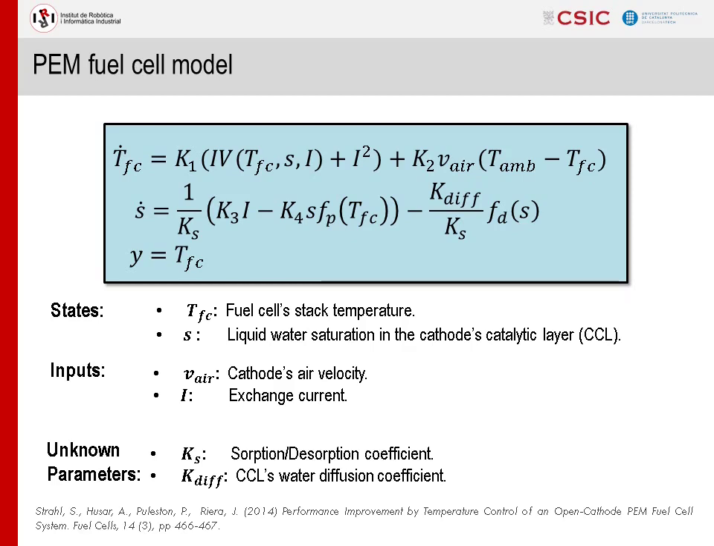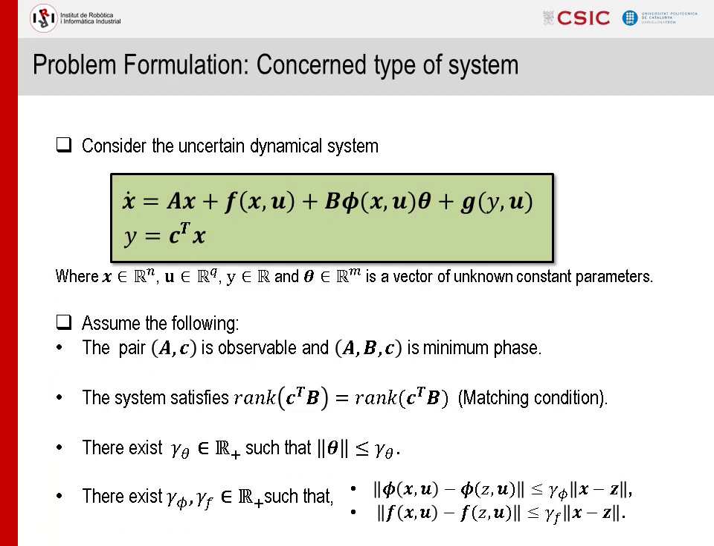Let's formalize the considered problem. Assume that the nonlinear system dynamics can be expressed in the following form, where x are the unknown states, u are the controllable inputs and theta are a set of constant unknown parameters. The functions f, g and phi are assumed to be known nonlinear Lipschitz functions. Furthermore, the linear part of the system is assumed to be observable.